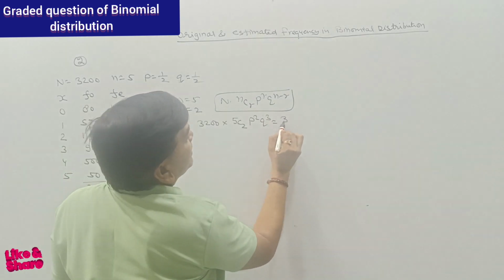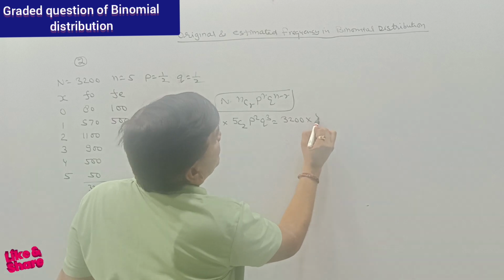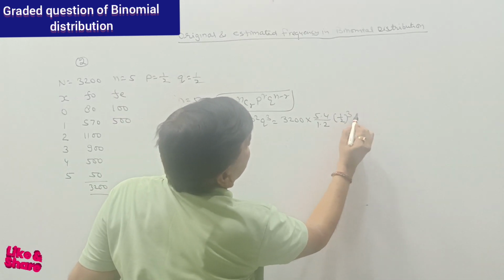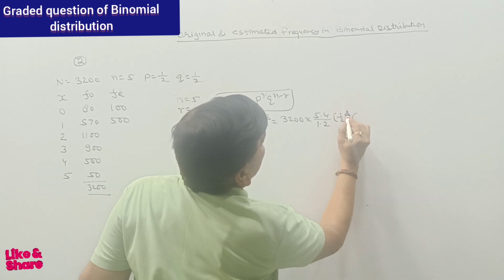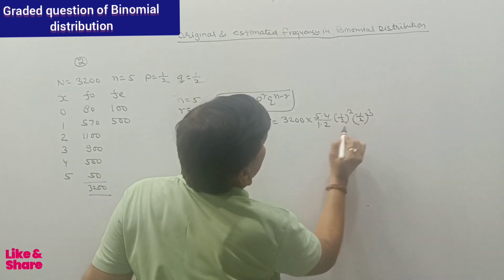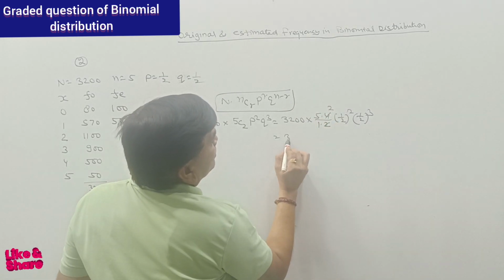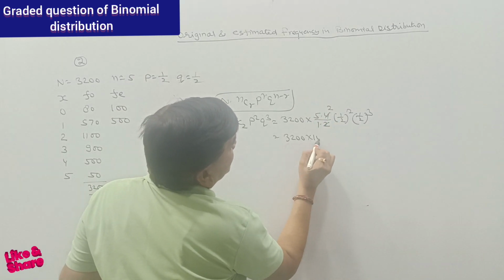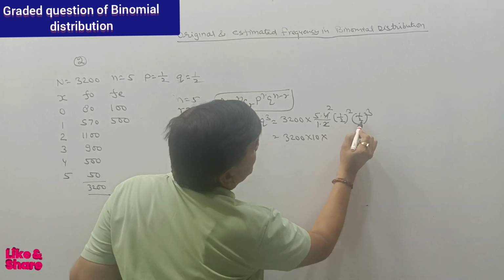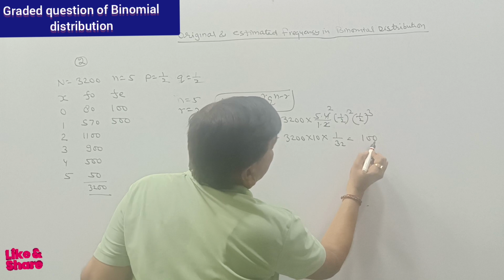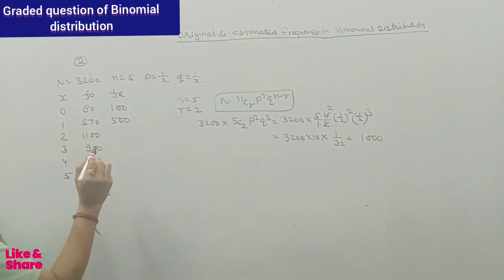So there will be 3200 multiply 5 multiply 4 upon 1 multiply 2, 1 by 2 raised to power 3 and 1 by 2 raised to power 3. So that will be 3200 multiply 10 multiply, this is 1 by 2 raised to power 5. So it will be 1 upon 32. So there will be 1000. So this is 1000.